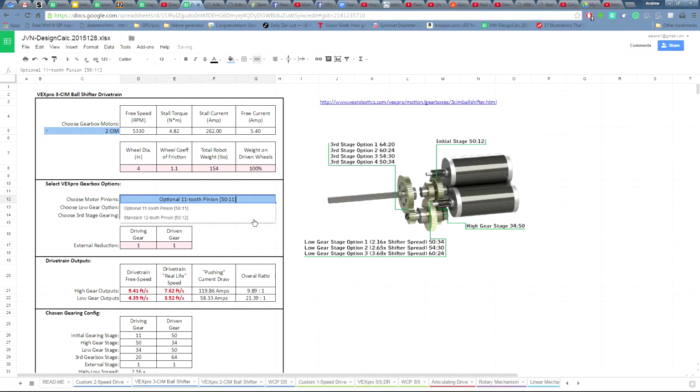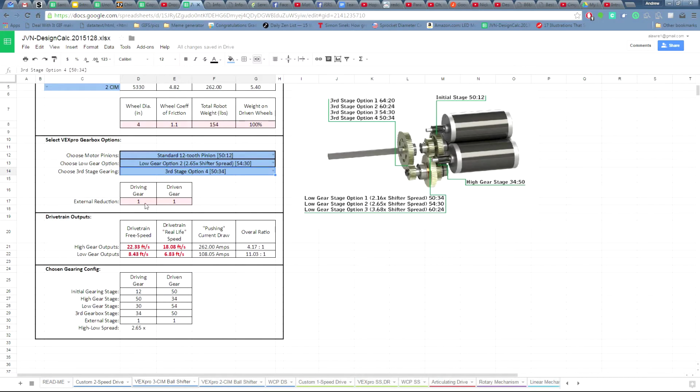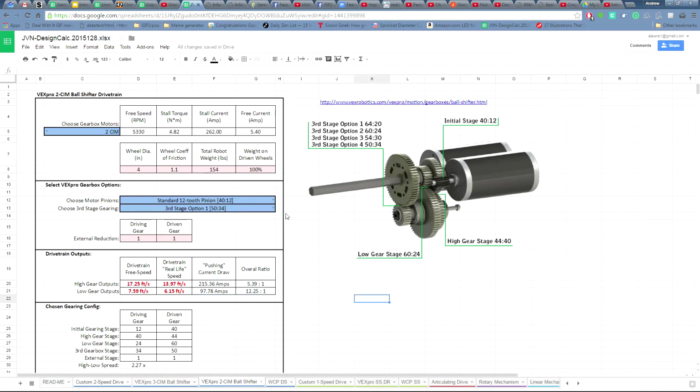Choose your pinions. You have different options here. Choose your low gear option. Choose your high gear option. The external reduction, you can have that in custom. Just leave it at 1 to 1 for now. And here are your outputs, the same outputs as we had before. This will just show you exactly what you've chosen, in a style similar to how we present most transmission stuff, like we did in the last one. So that's the 3-CIM ball shifter tab.